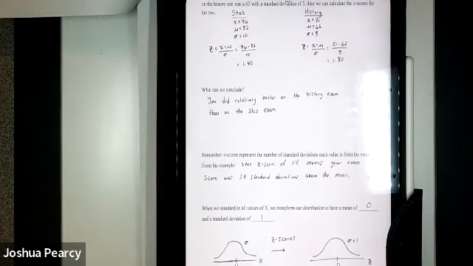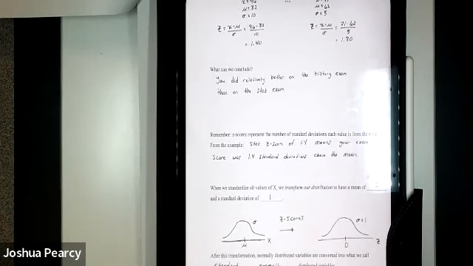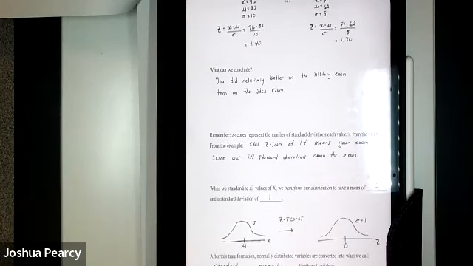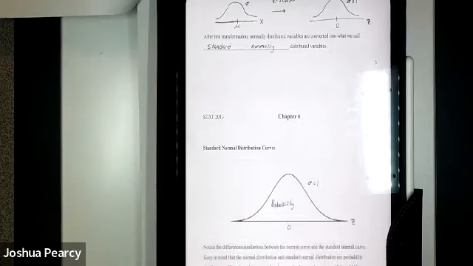Why do you do that? Because you have a table for it. Is there another way to do it? Yeah, we'll show you. It's the calculator. It's a lot easier. That's the same thing.